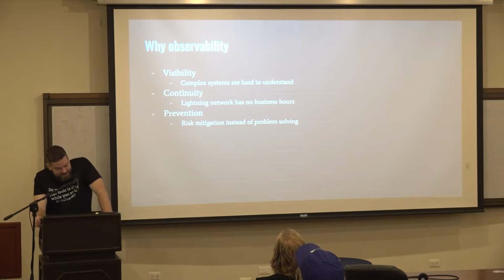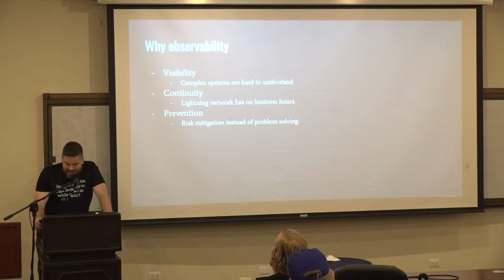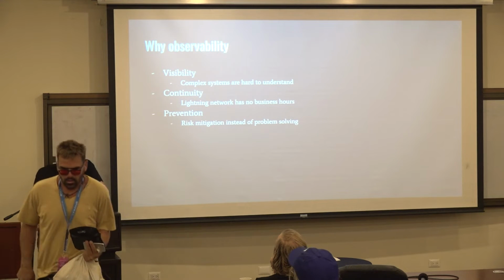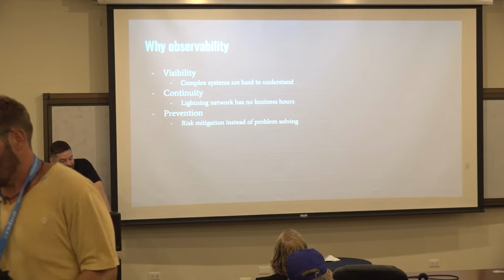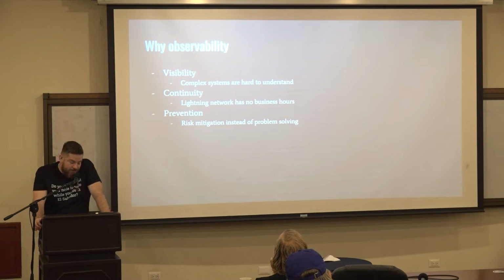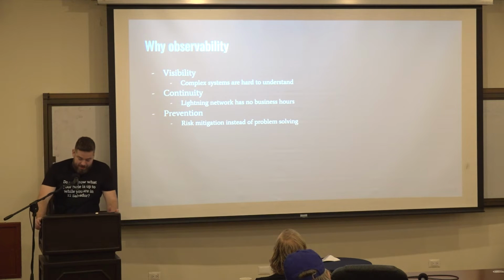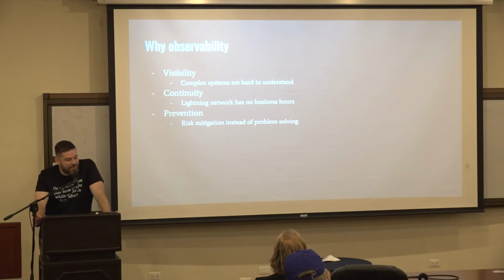So the first thing is visibility. Complex systems are hard to understand, and I think we can all agree that the Lightning Network is not the least complex system out there. To be able to observe anything, first we need to collect the data, gather all the metrics that we can, and then preferably use some of that. But also, data hoarding is fun by itself for some of us.